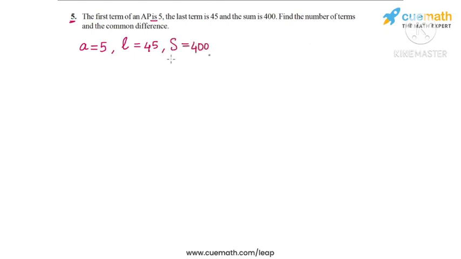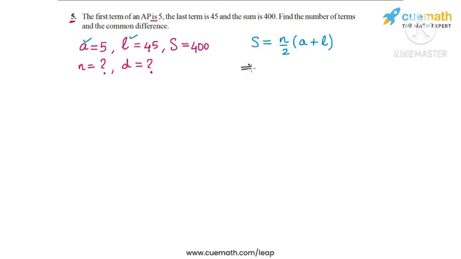And we have to find the number of terms. So we have to find N. And we have to find the common difference. So we also have to find D. So we are going to first use the relation for S in terms of A and L because they are given to us, the first and the last term. So S is equal to N by 2 times A plus L. So this is what we're going to use, and this will give us the value of N.